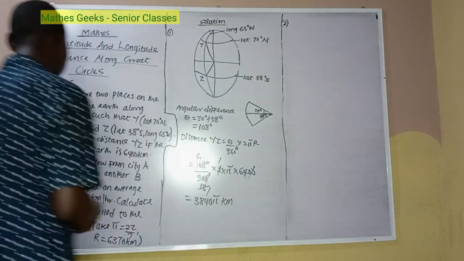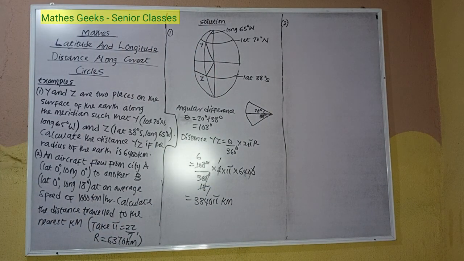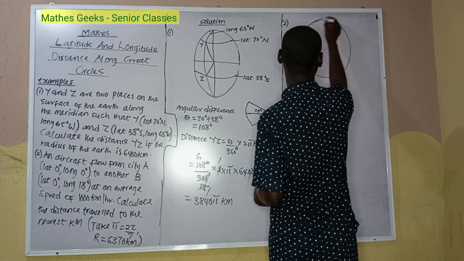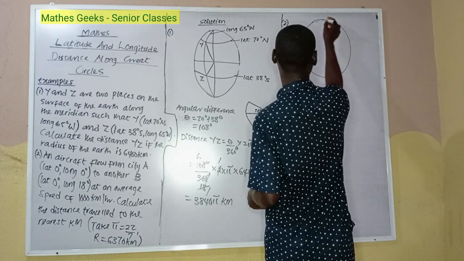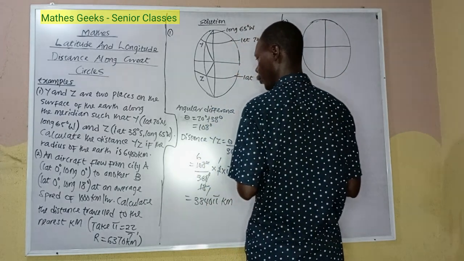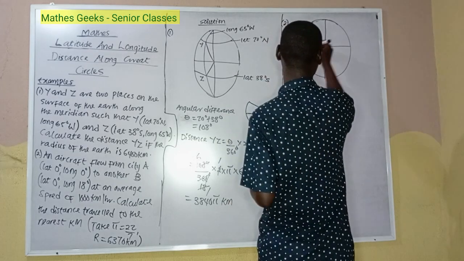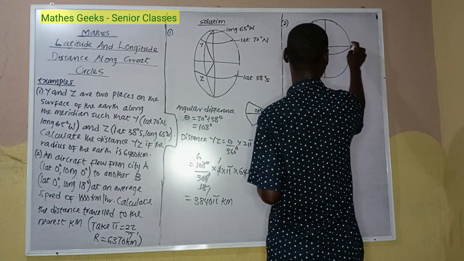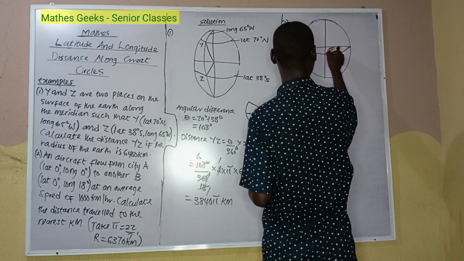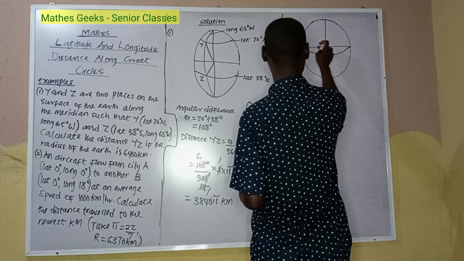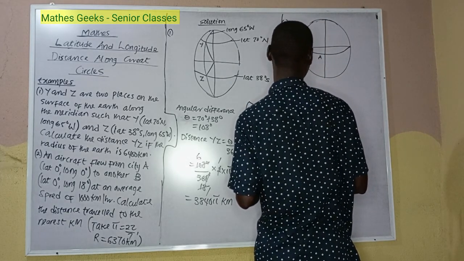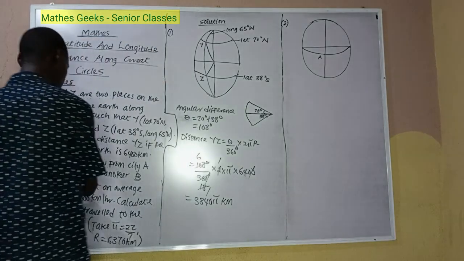Number 2, an aircraft flew from city A, latitude 0 degrees, longitude 0 degrees. So since the position of A is latitude 0 degrees and longitude 0 degrees, these are on the equator. Longitude 0 degrees, our polar axis, which is the prime meridian, and latitude 0 degrees is the equator, and that makes it a great circle because latitude 0 degrees is the equator. So that's point A.